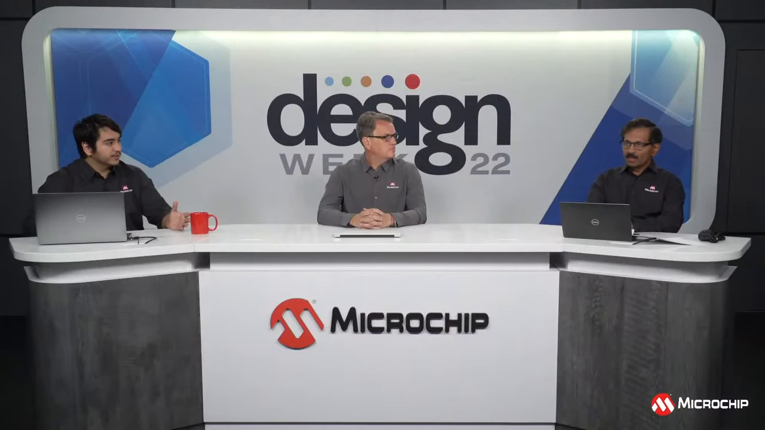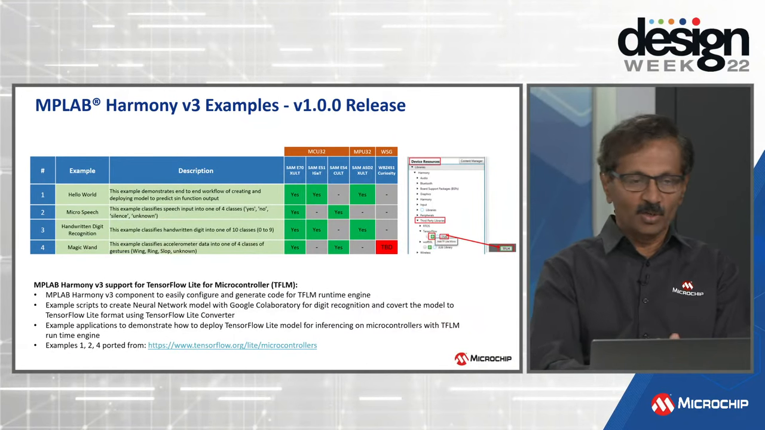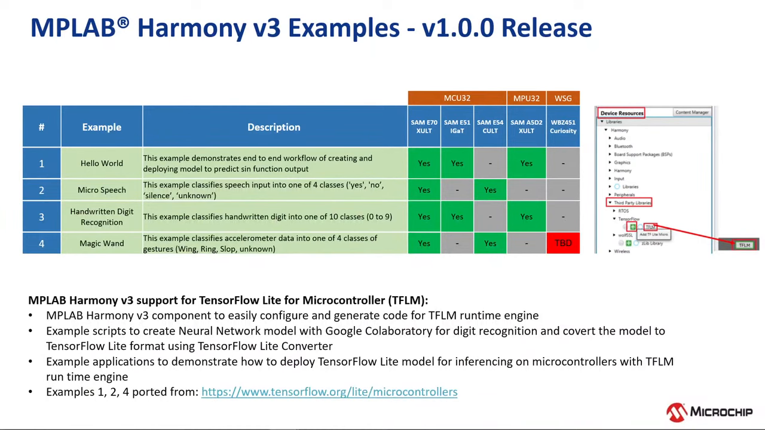Moving back, it's a perfect segue. What sort of examples do we have within MPLAB Harmony 3 for people to play around with? This slide talks about the whole thing. There's the Hello World, which has been the ubiquitous classic example that has been there forever. In this particular example, it shows you a sine wave value. What we show here is how you can use the elements of machine learning in conjunction with the tools and other things that are available from TensorFlow Lite to get it up and running.